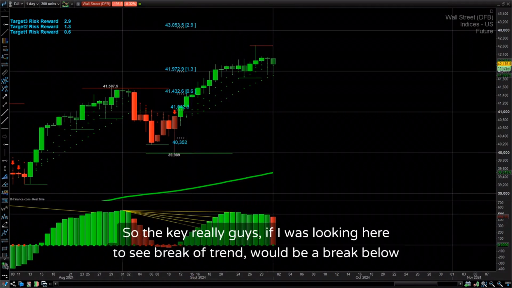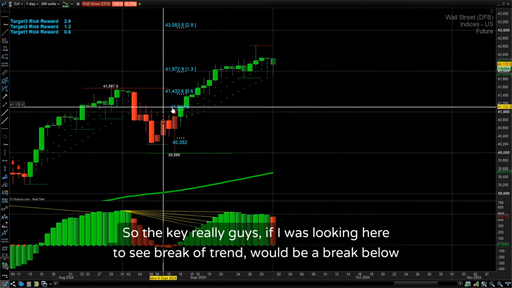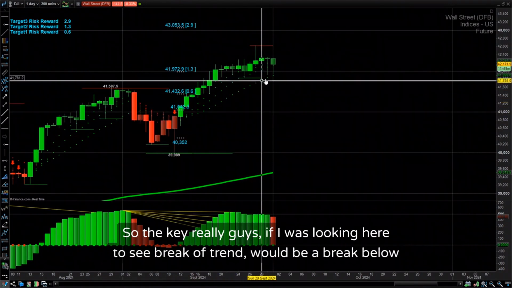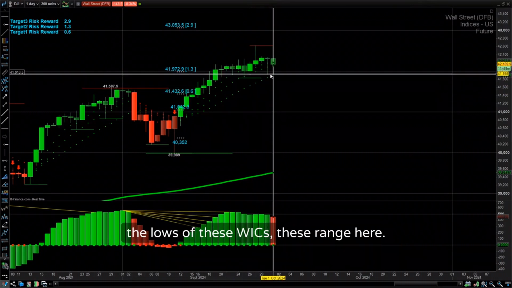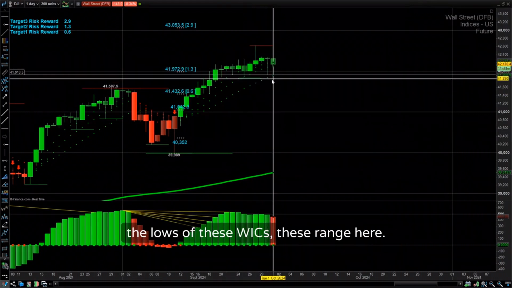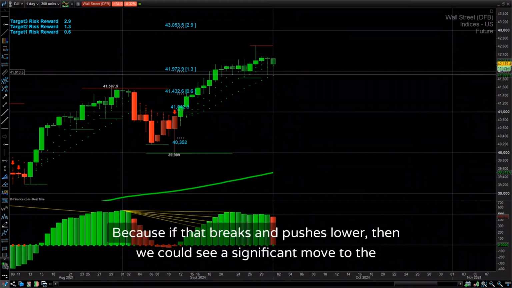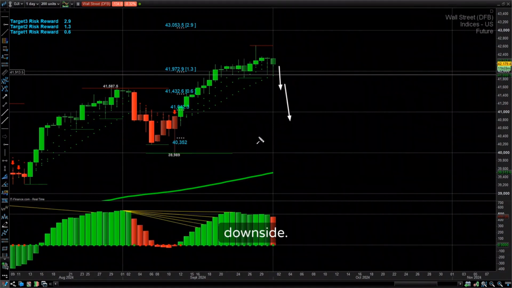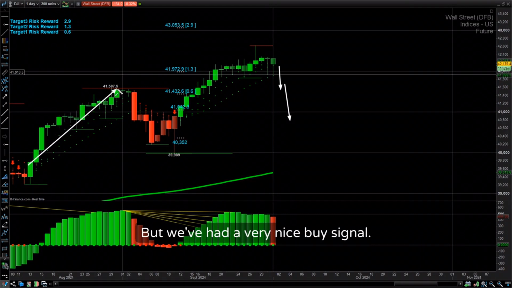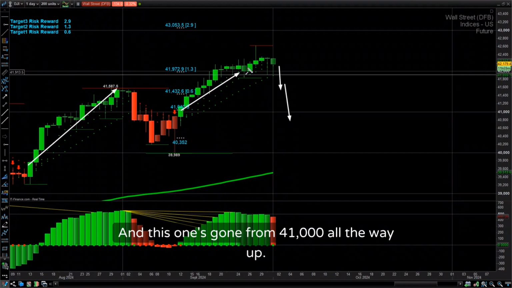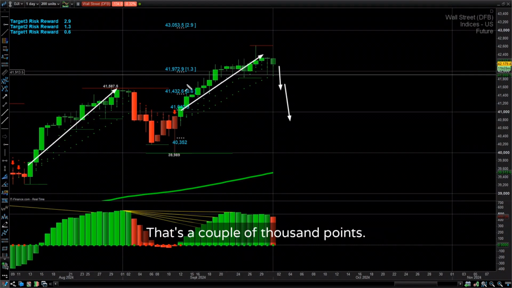So the key really, guys, if I was looking here to see a break of trend, would be a break below the lows of these wicks, this range. Because if it's been defended and buyers are stepping in, then that's significant for us, isn't it? Because if that breaks and pushes lower, then we could see a significant move to the downside. But we've had a very nice buy signal. That's several thousand points there, in fact, nearly 1,200, and this one's gone from 41,000 all the way up. That's a couple of thousand points. So it's been really nice.